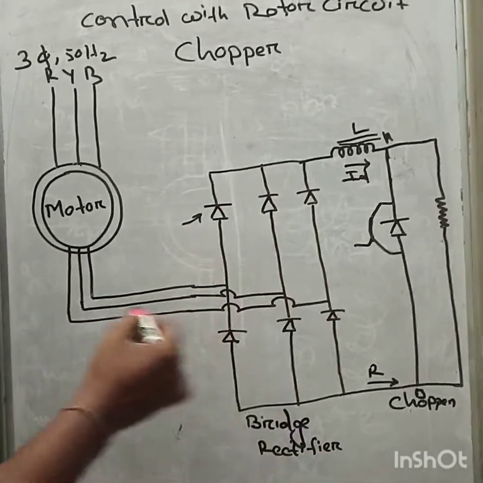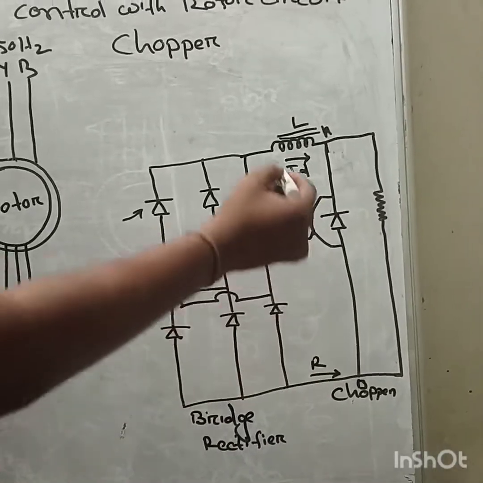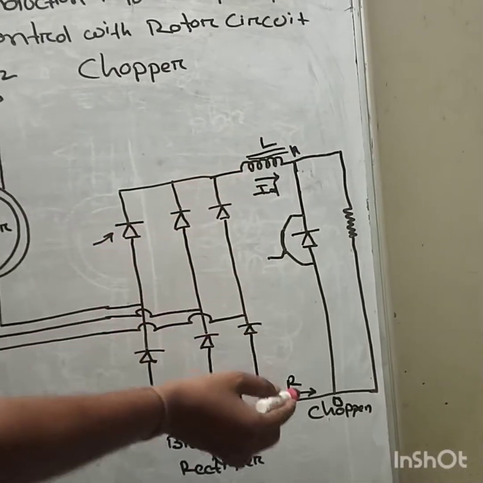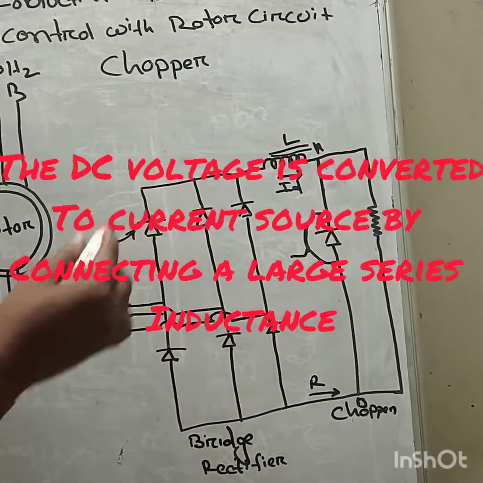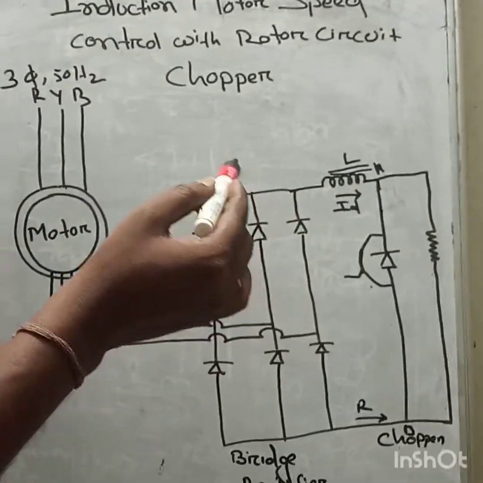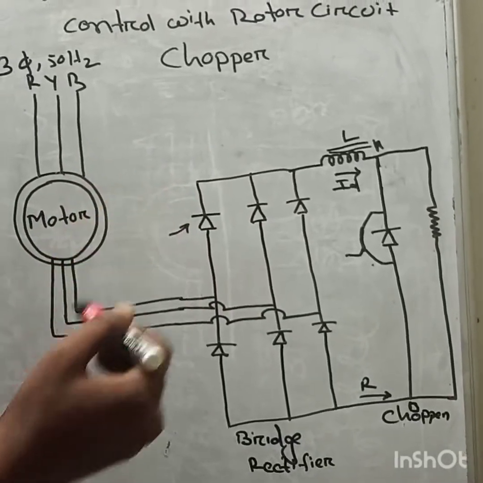circuit. From this, AC voltage is converted to DC, and this is an inductance, a series inductance connected in between, and this is a chopper. In this methodology, using the chopper and resistance, we can change the speed of a slip ring induction motor.